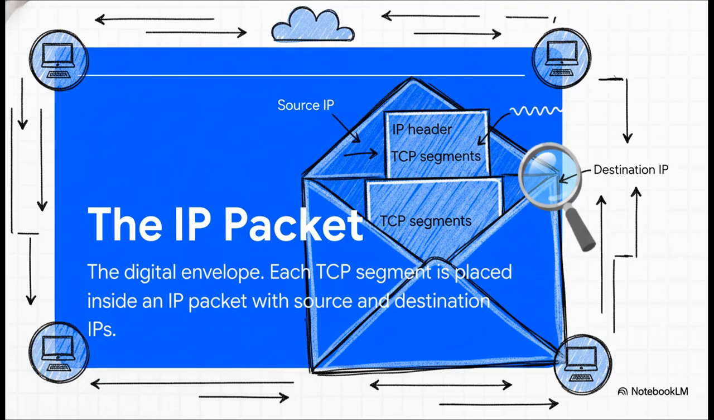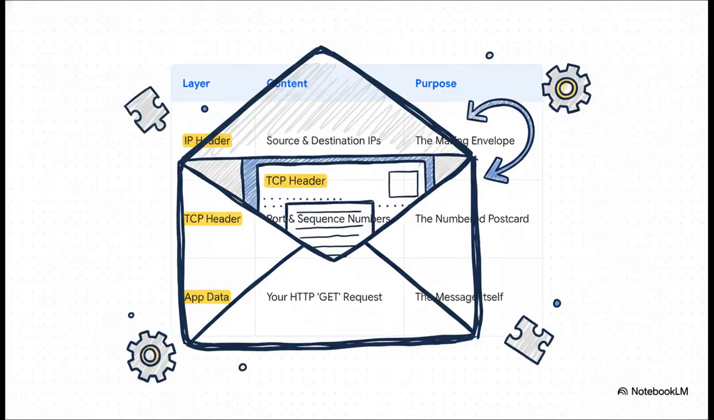Each of our little TCP segments gets wrapped up inside an IP header. And that header, you guessed it, contains the source and destination IP addresses. The fancy term for this is encapsulation, and it's a really core idea for how the internet is built in these neat, separate layers. And this is where you can really see how all the layers stack up.